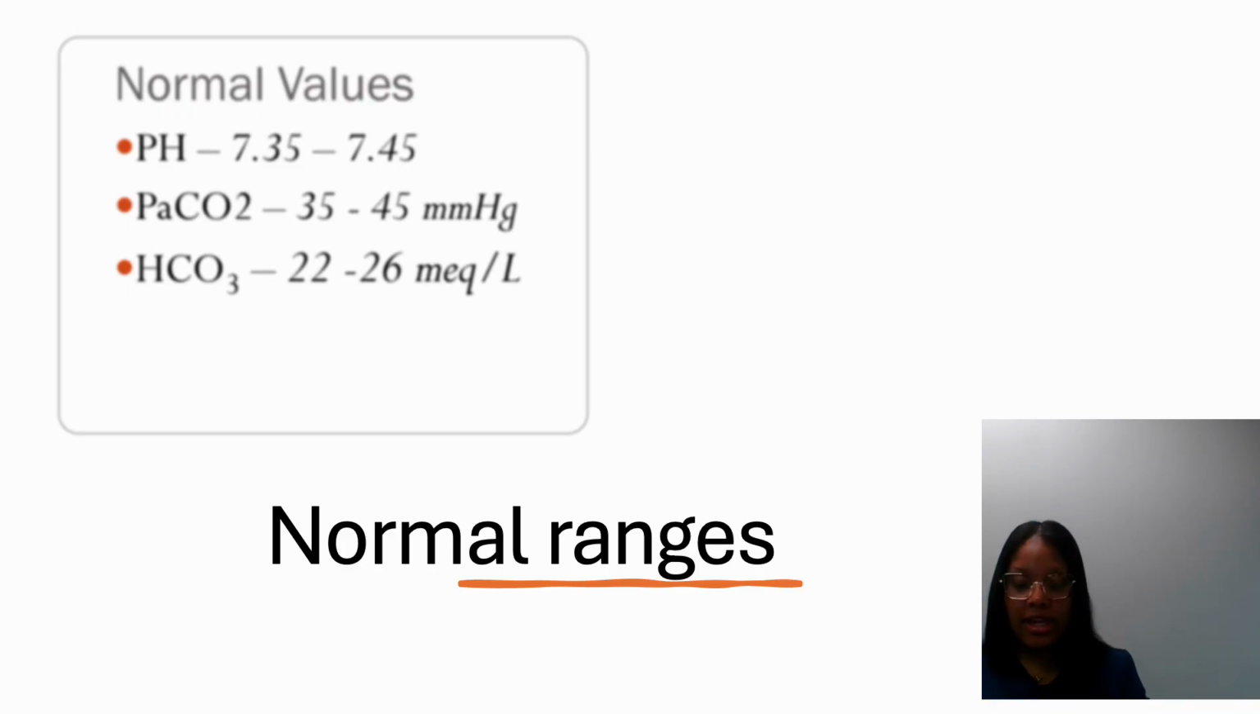Alright, so the first thing you need to know before we even get started is your normal ranges. So your normal pH is going to be 7.35 to 7.45. Your PCO2 level is going to be 35 to 45 and your bicarbonate level is going to be 22 to 26. So it is so important that you memorize these numbers.